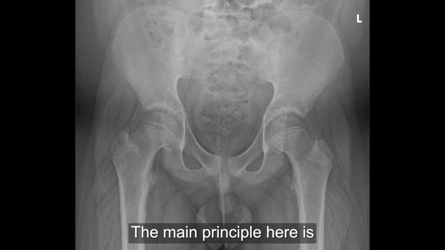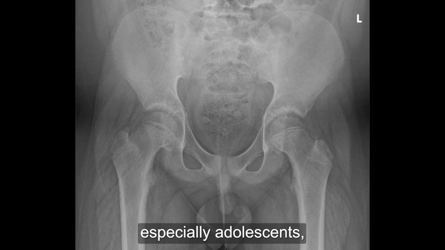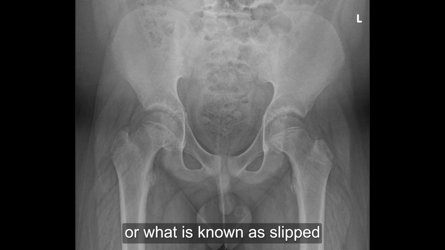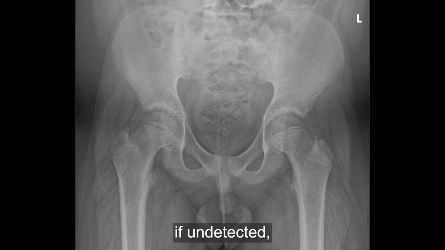The main principle here is we have to understand that certain ages are associated with specific pathology. And whenever we are presented with someone of this age, especially adolescents, we need to think of slipped upper femoral epiphysis, or what is known as slipped capital femoral epiphysis. Some people call it SUFE.